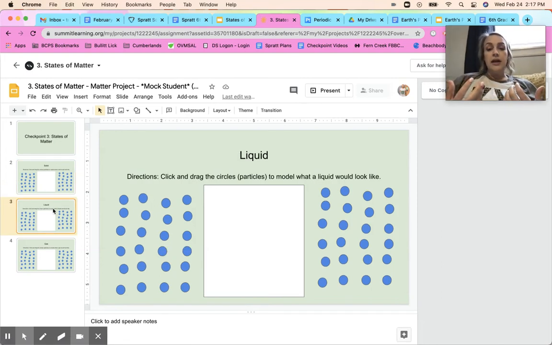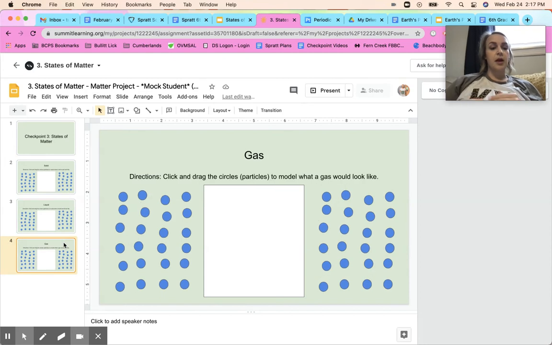A liquid is going to take the shape of its container. So I want you to pretend as if this container is a cup, okay? And then a gas, it's going to take the shape of the entire container. So when you're placing your particles, you need to think about that and put them where they should belong. You don't have to use every circle particle for this checkpoint. Whatever you use that fills it up enough to be correct is good for me.